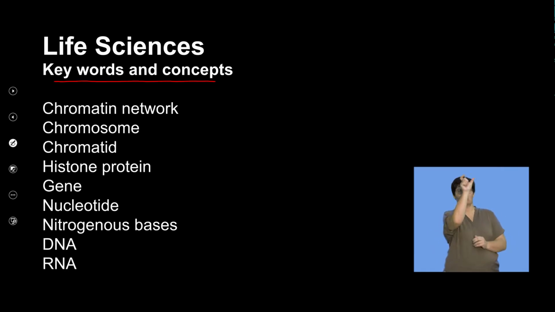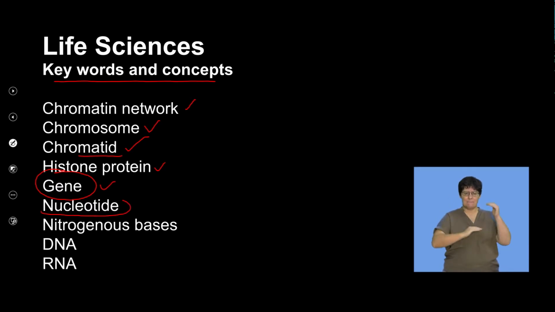As we get into every lesson, it's important that we go through some key words and concepts that we will be discussing. These are some of the terms that we'll discuss in our lesson today. The chromatin network, what are chromosomes? The concept of a chromatid is very important. We're going to look at what histone proteins are. Fundamentally important to understanding DNA is the concept of what a gene is, what makes up DNA in terms of the building blocks being recognized as nucleotides, and what nitrogenous bases are found in these nucleotides.